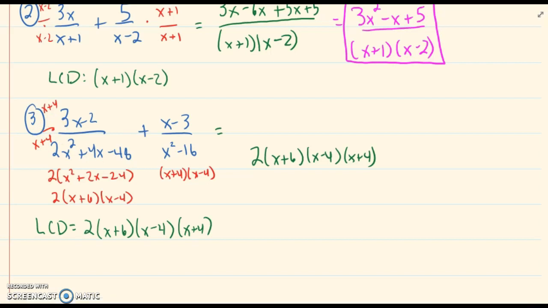And let's see, that second fraction, I'm missing the 2 and the x plus 6. So I'm going to multiply by 2 times x plus 6. I'm really going to think of that as 2x plus 12, and you'll see why in a minute.